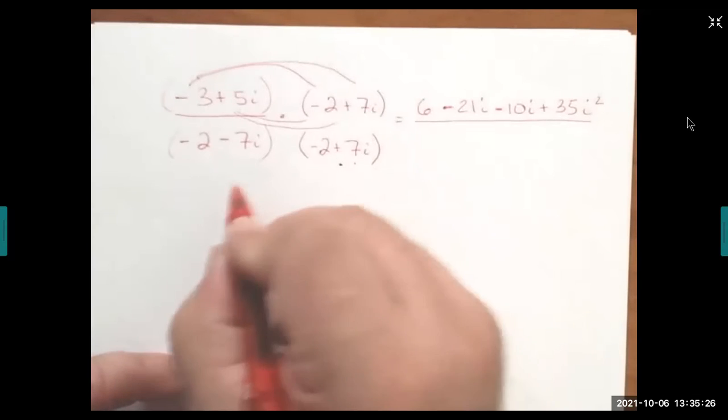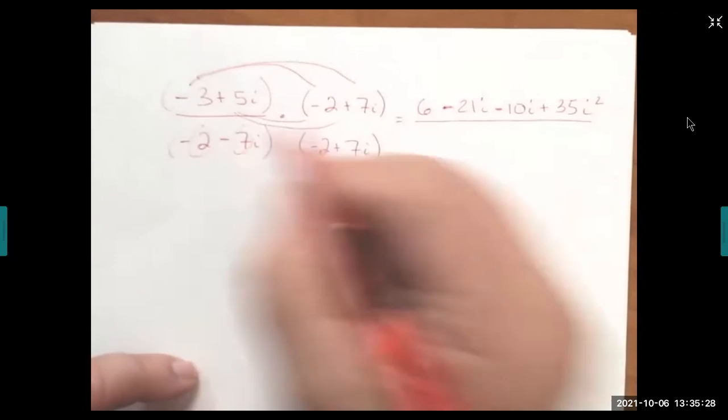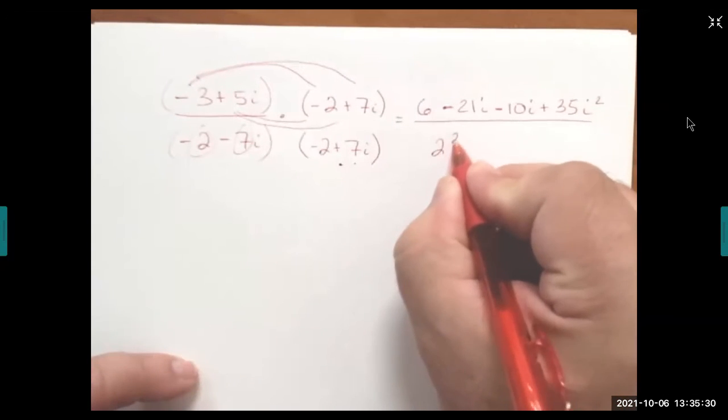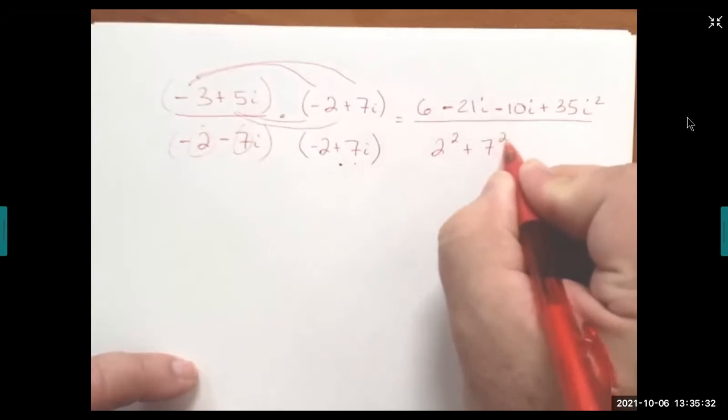And since it's conjugates on the bottom, just take the first and second number and square them and add them. 2 squared plus 7 squared.